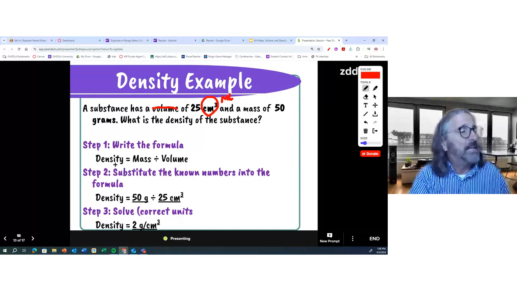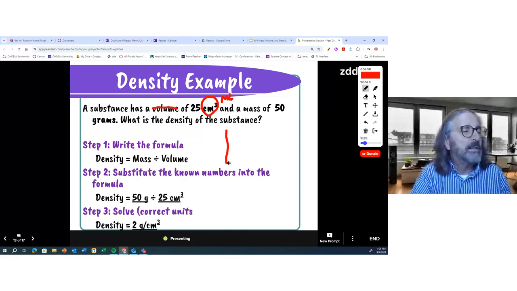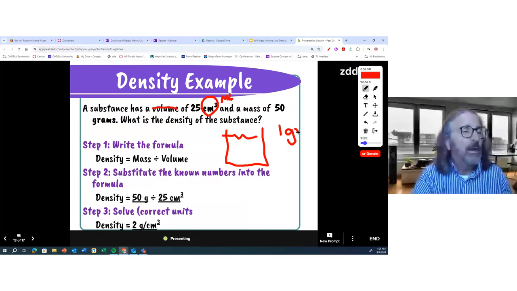And here you have density is mass divided by volume. So 50 divided by 25 gives you 2 grams per centimeter cubed. Now, water is our standard. Pure water has a density of 1 gram per centimeter cubed.